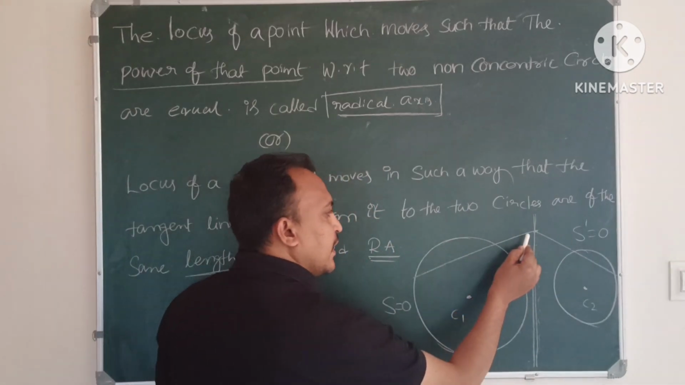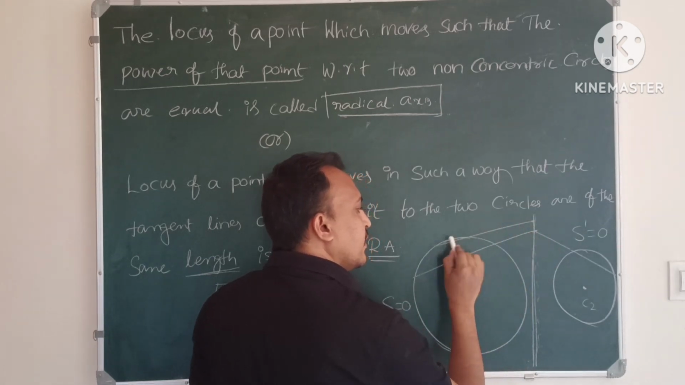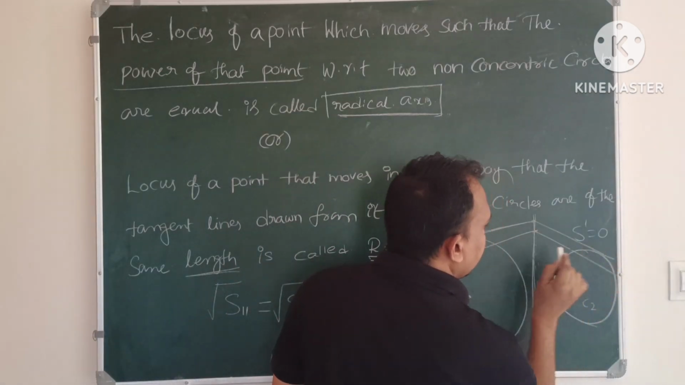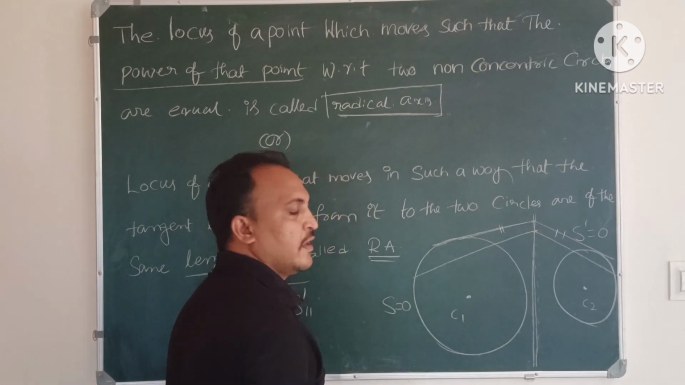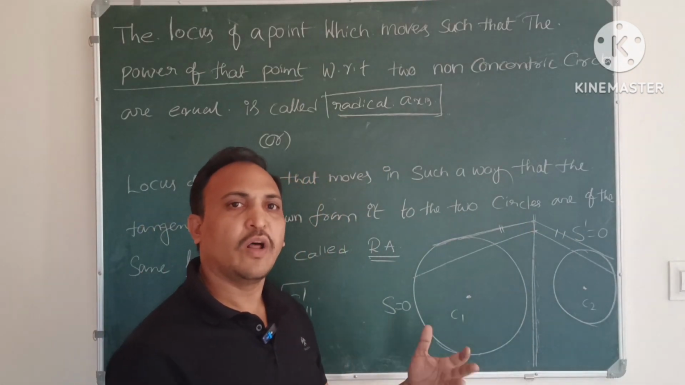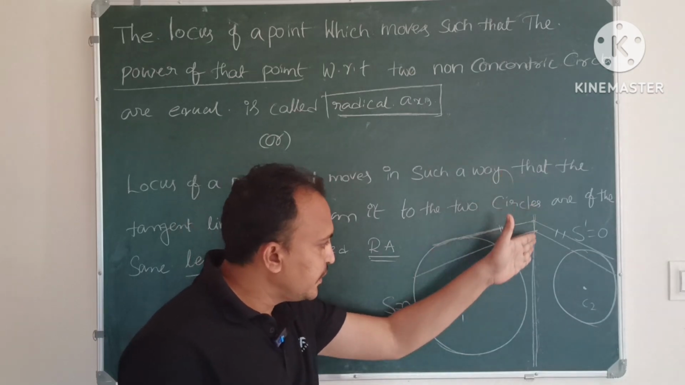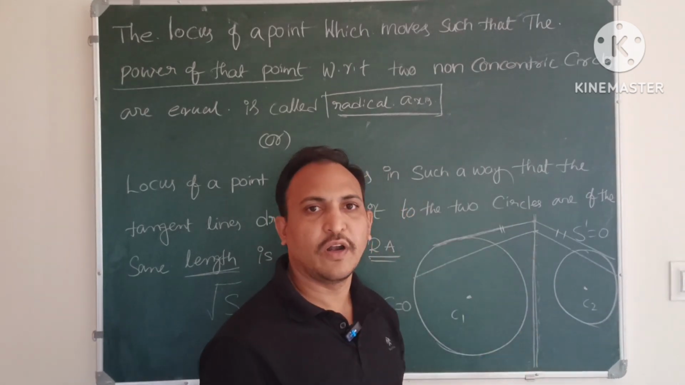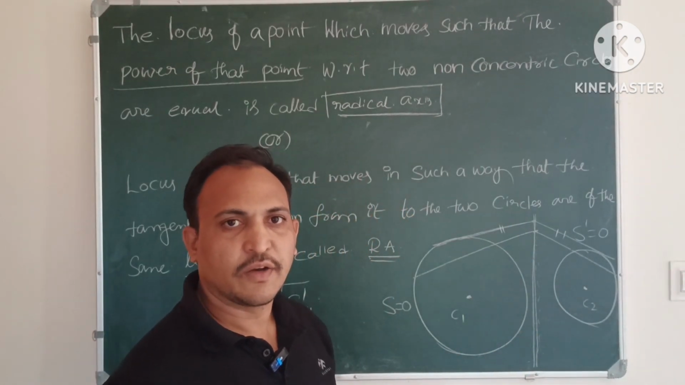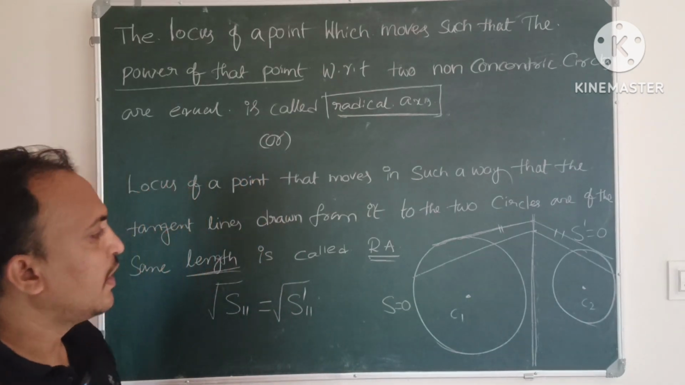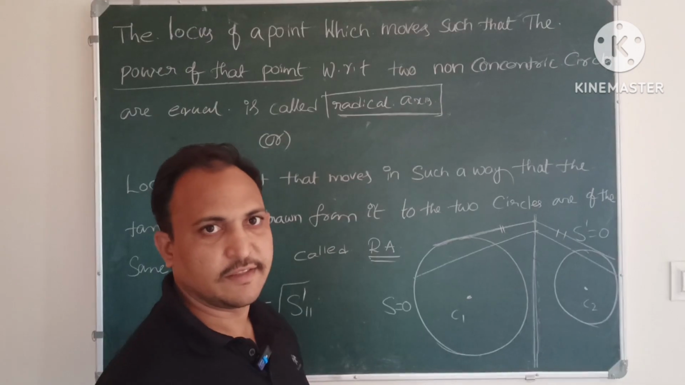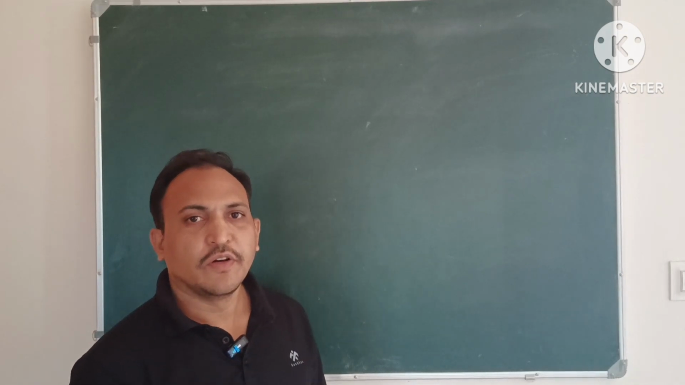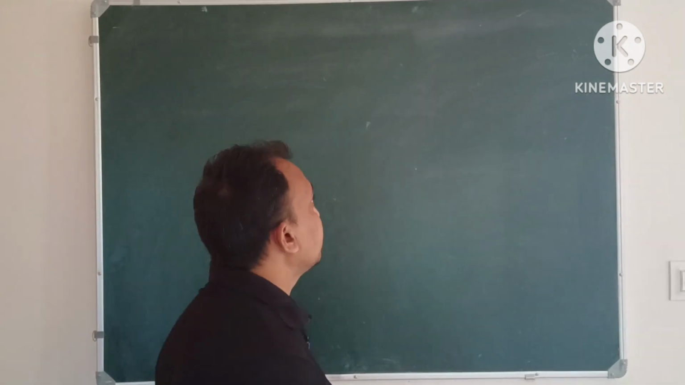Then you can take any point here, this length of the tangent with respect to the first circle, this length, these two lengths are equal. Power of a point or length of the tangents from a point, these are all equal. Then the locus of this point is called a radical axis. Okay, I hope you understand. And then how to find out this radical axis, let us see now.